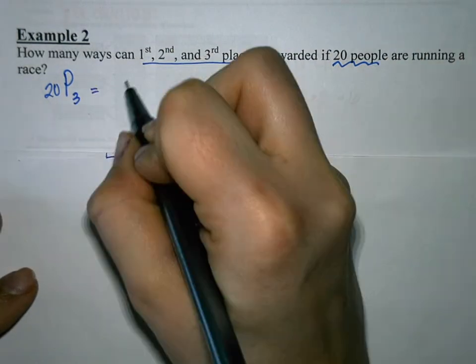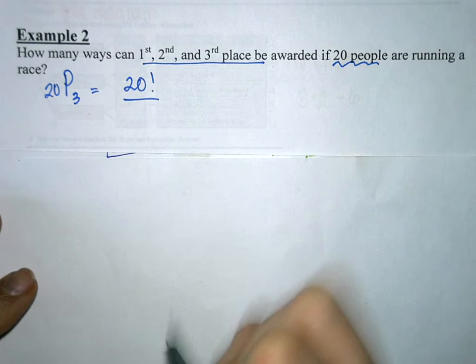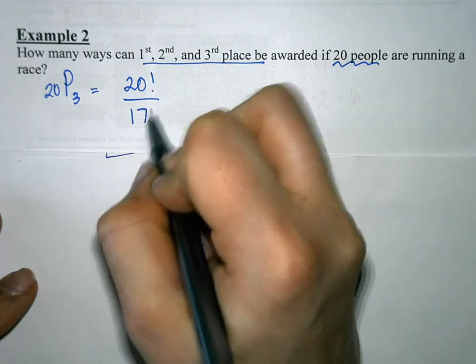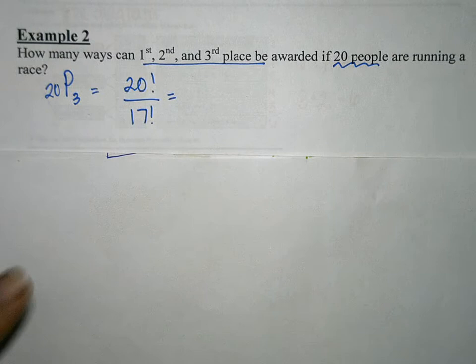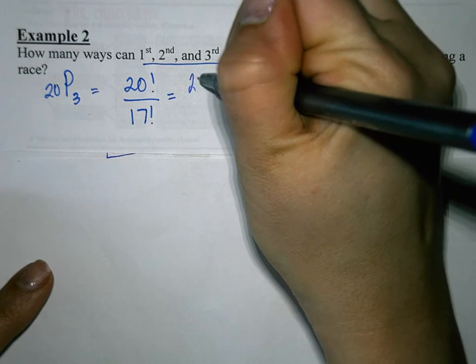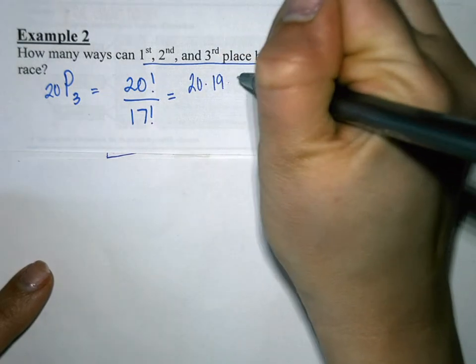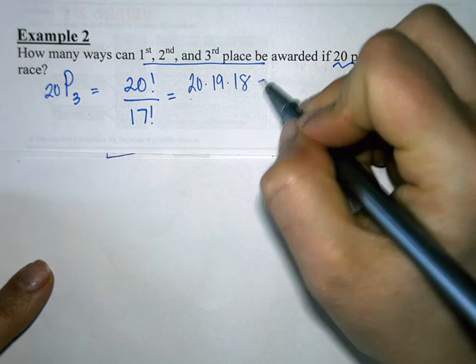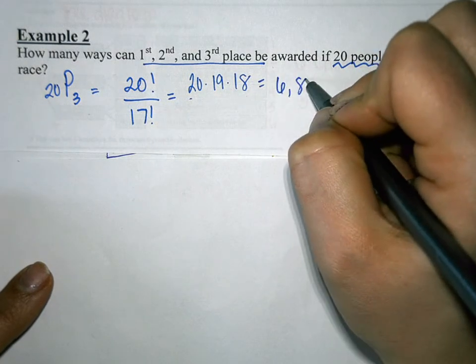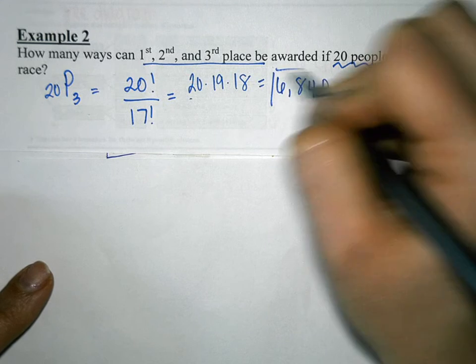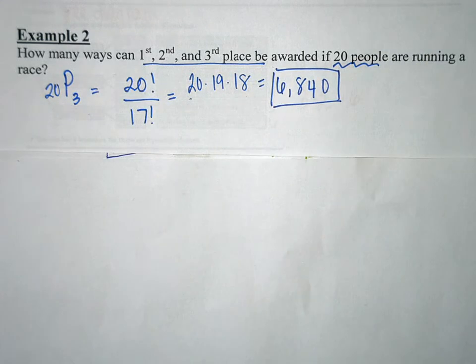So that's going to be 20 factorial over 20 minus 3, which is 17 factorial. 17 all the way down to 1 are going to reduce. So this is going to be 20, 19, 18. And when you multiply all of those, you are going to get 6,840 different ways first, second, and third place could be awarded.